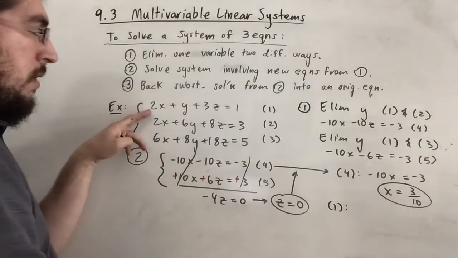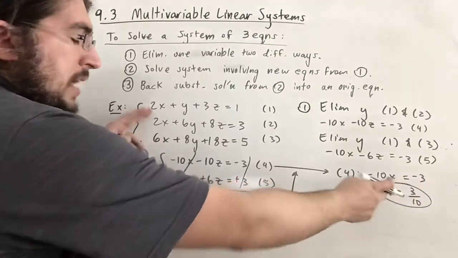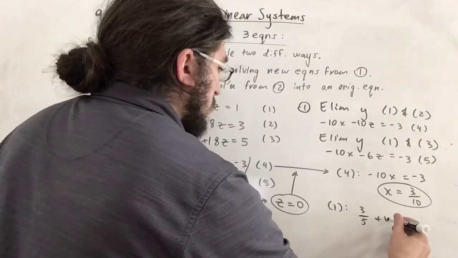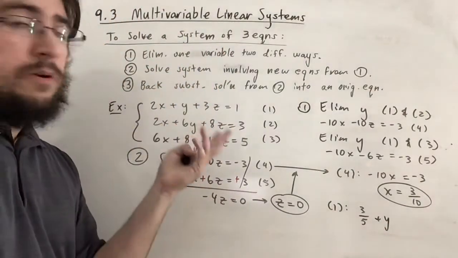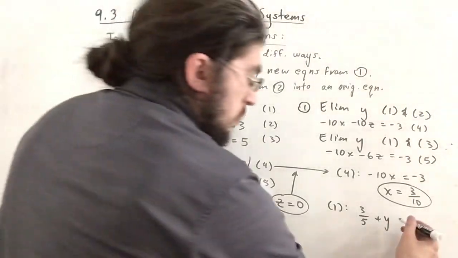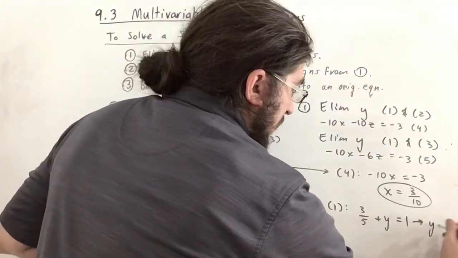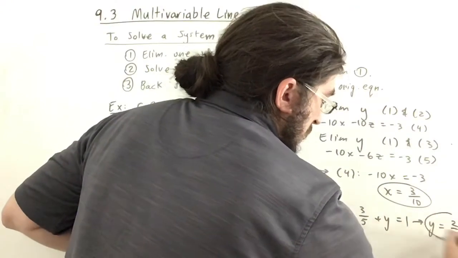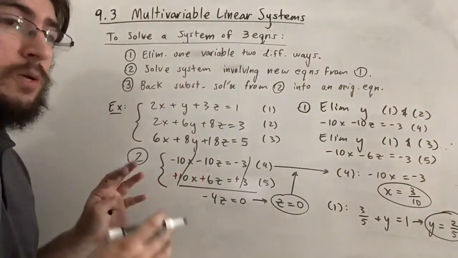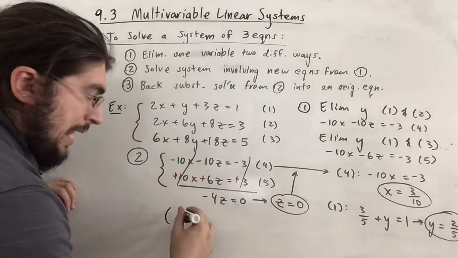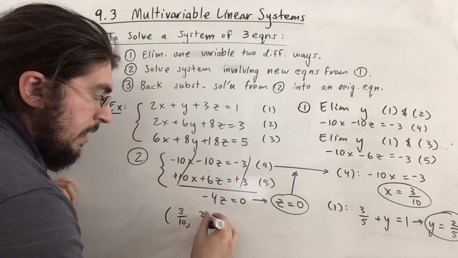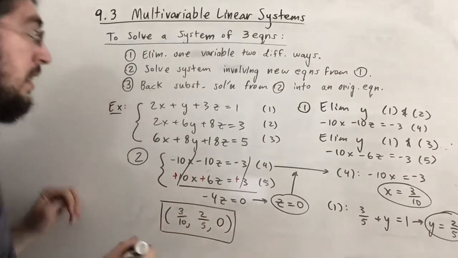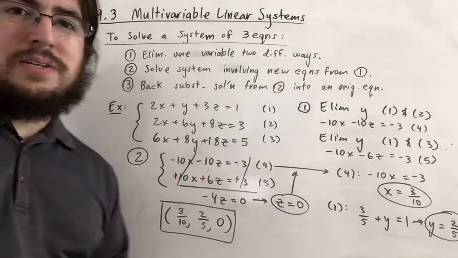So now this is going to be, let's see, 2 times 3 over 10 is 6 over 10, which reduces to 3 over 5. So it's 3 over 5 plus y, plus 3 times 0 is 0, so we don't need to write that, equals 1. And this makes y equal to 1 minus 3/5, which is 2/5. Perfect. And now finally we can write our ordered triple as x, comma y, comma z. And if you want to check this, you certainly can. I'm not going to do that, but you can.